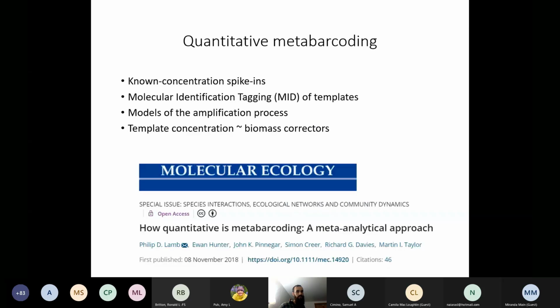Quantitative metabarcoding, just very generally recognizing that there are many metabarcoding protocols that folks are working on to try and get estimating organism abundance, not simply presence or absence. Some of the approaches here include known concentration spike-ins, molecular identification tagging of individual template molecules to try and get closer to what your original template concentrations were, models of the amplification process, or template concentration by biomass correctors, which are specific to system. Here again, I'm giving a paper that you might go to as a starting point for reading more about quantitative metabarcoding approaches.